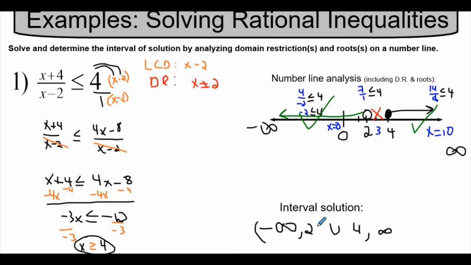This will have parentheses because it's a domain restriction. It can never have an equal sign. However, this inequality, as you see here, will line up with the answer having a bracket on the 4, but only on the 4, because you can never include infinity anyway.